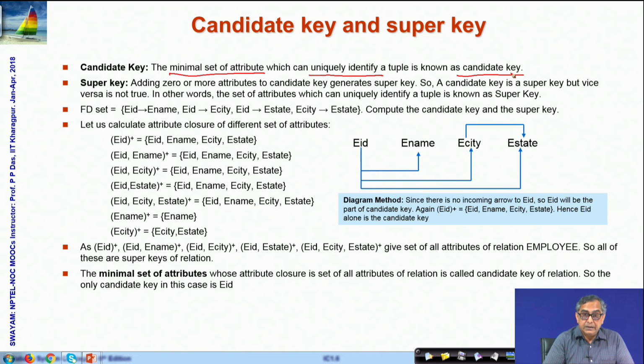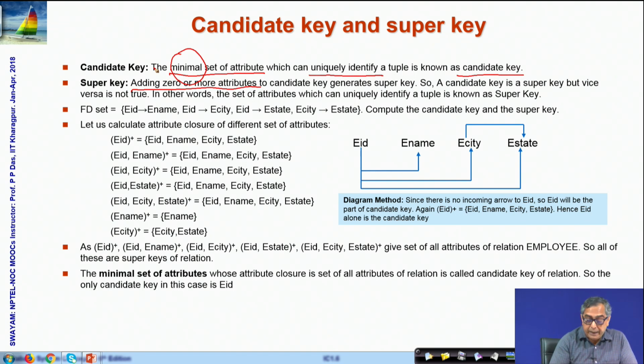A super key is what we get if I add 0 or more attributes to a candidate key. So, in the super key, the condition of minimality is not there. A super key is a set of attributes that uniquely identify a tuple, and that will be considered a super key always. So, necessarily every candidate key is a super key, but a super key need not necessarily be a candidate key, because it may not satisfy the minimality condition.